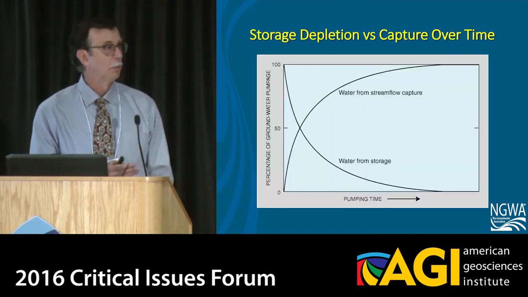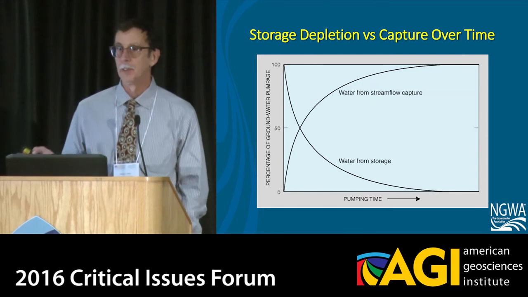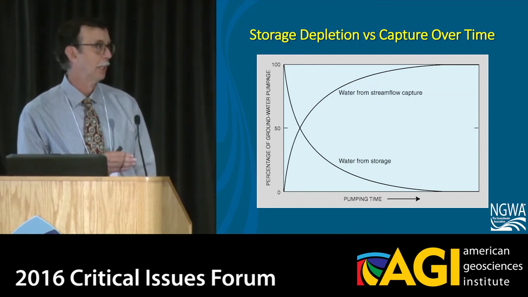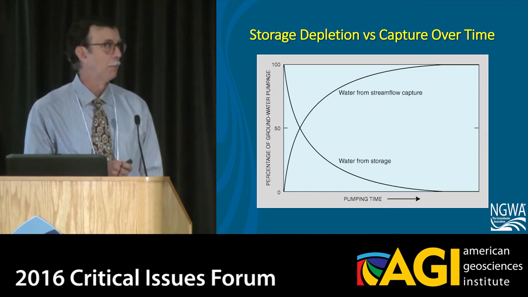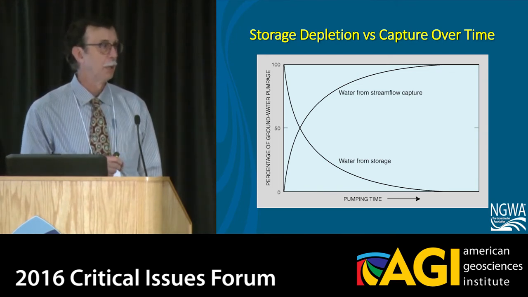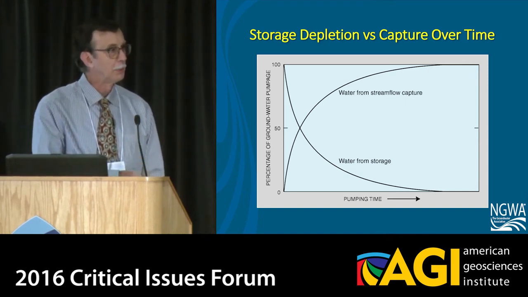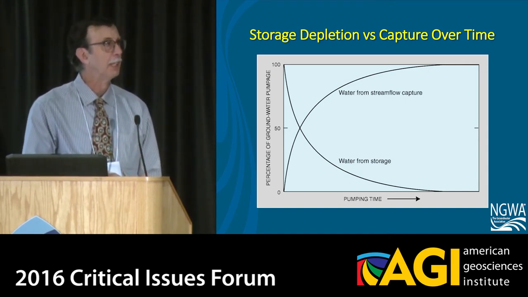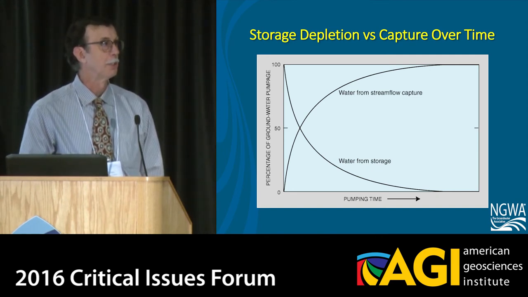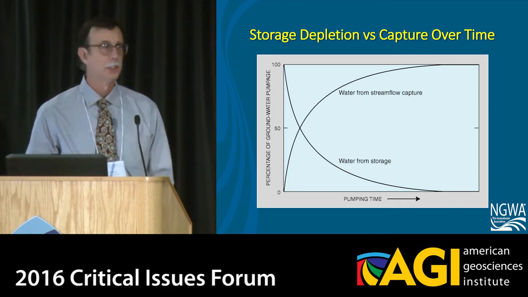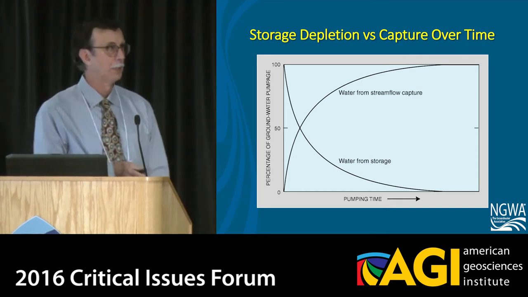And over time, if we just had a well next to a stream in an unconfined aquifer, it might look something like this, where if you look at the percentage of groundwater pumpage, when you first turn on the pumps, 100% of it's coming from storage, but that declines with time. You just keep pumping at the same rate. And gradually, you're pulling more and more water from stream flow capture. And this capture might be also reduced evapotranspiration or reduction in spring flow or other ways of capturing water.